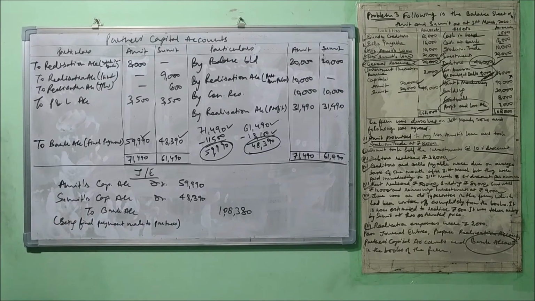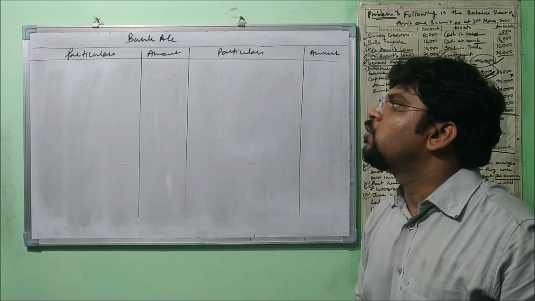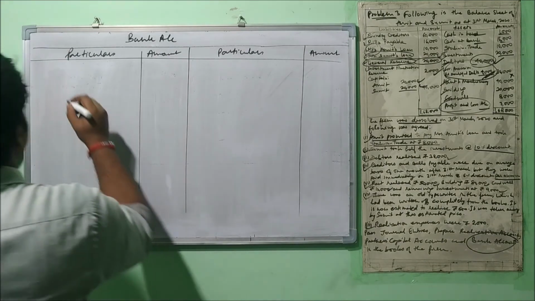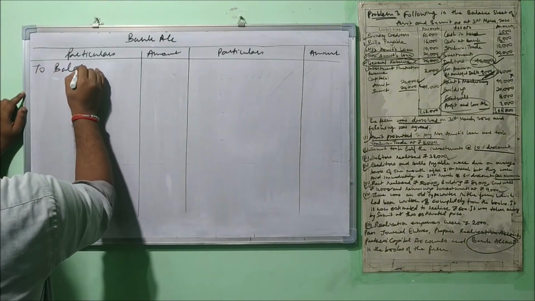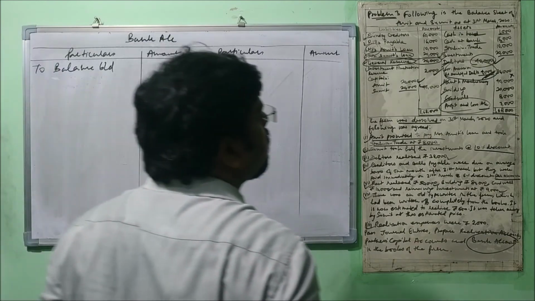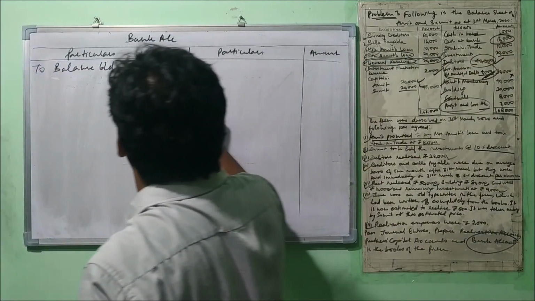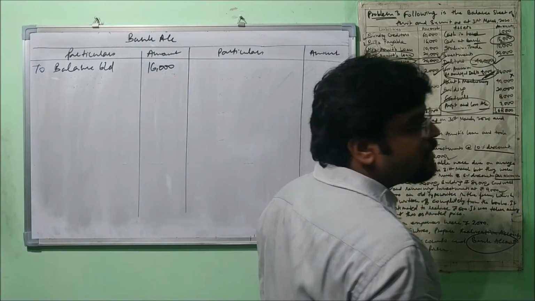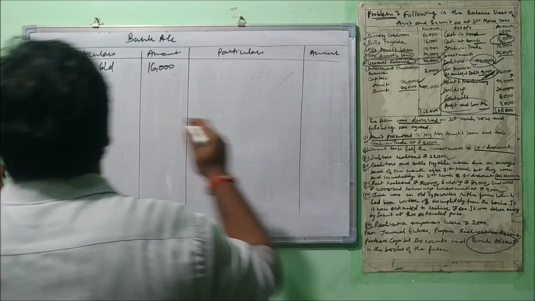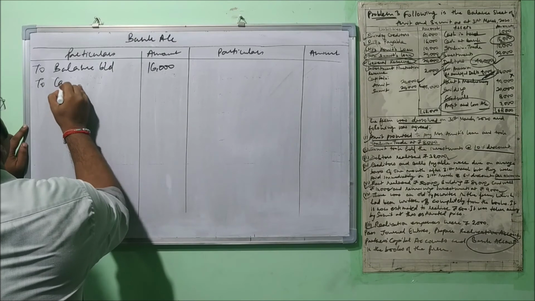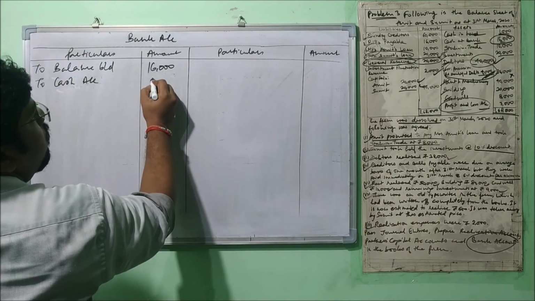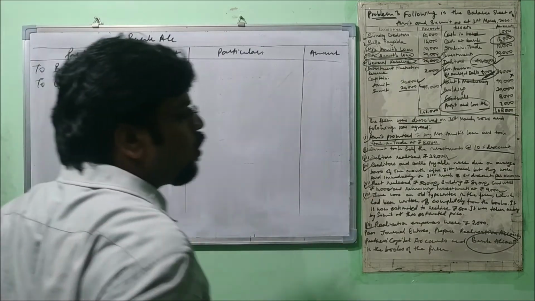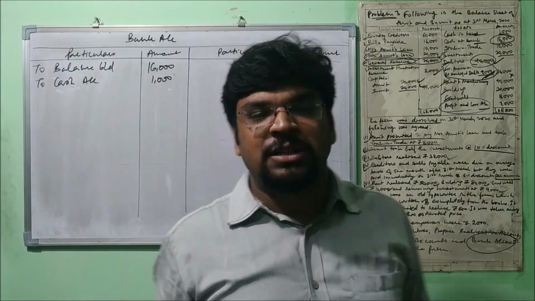Now we'll prepare the bank account, and the totals of both sides of the bank account should match. So friends, this is the format of the bank account. Let's make the entries here. Very first we'll put the balance brought down from the balance sheet, this 16,000. Now you must be remembering one entry we passed for transferring cash in hand to bank. What was the entry? Bank account debit to cash. That will also be posted here through cash account. How much? 1,000.